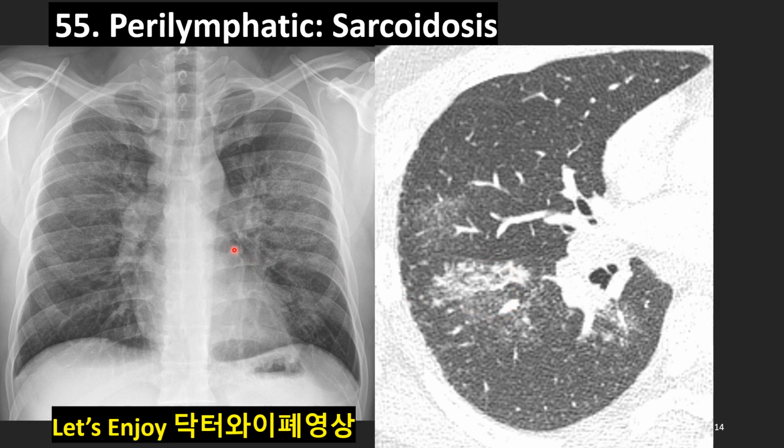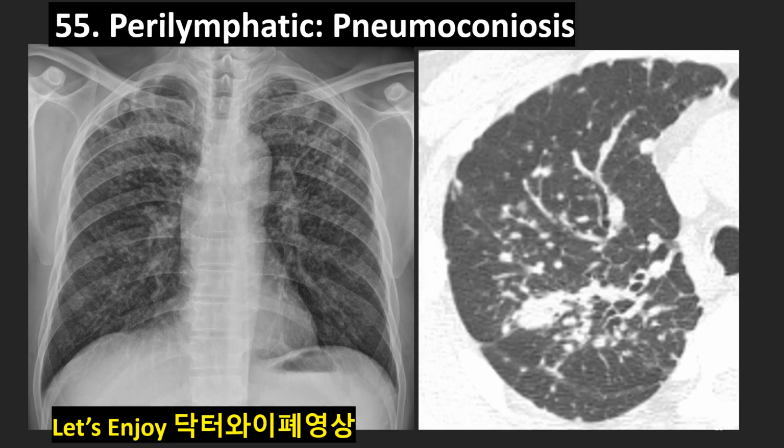What about the chest X-ray? Ground glass micronodules, like galaxy, bilateral, and fore lymph node here. Right hilar lymph node, left hilar lymph node. This is sarcoidosis of young men. Another perilymphatic distribution, old man with history of coal work.